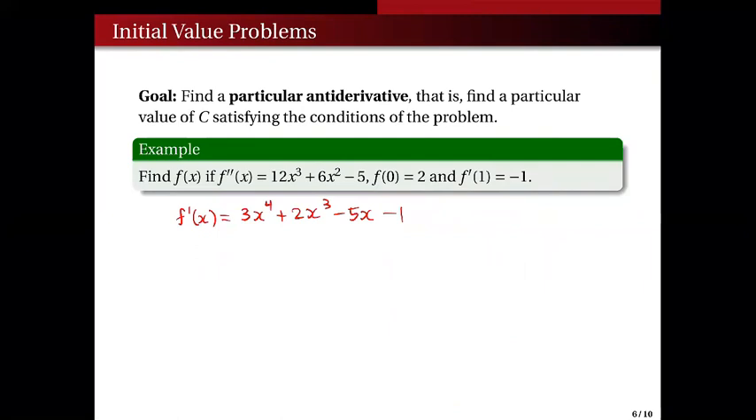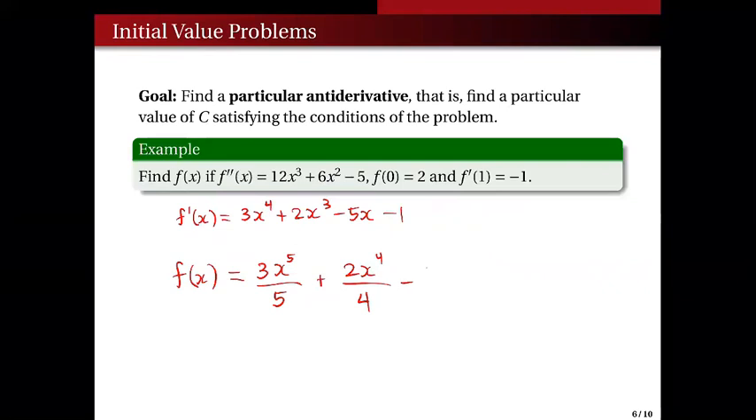To get f of x, again, we use the same formula that we have previously. We will now get f of x. This is 3x raised to 5, so you have 4 plus 1. That's 5, so we divide this by 5, plus 2x to 4 over 4. Again, that's 3 plus 1.